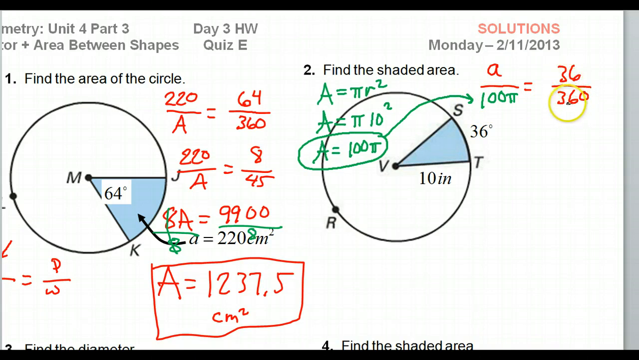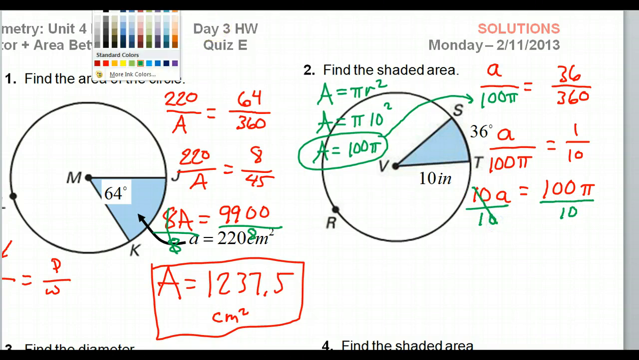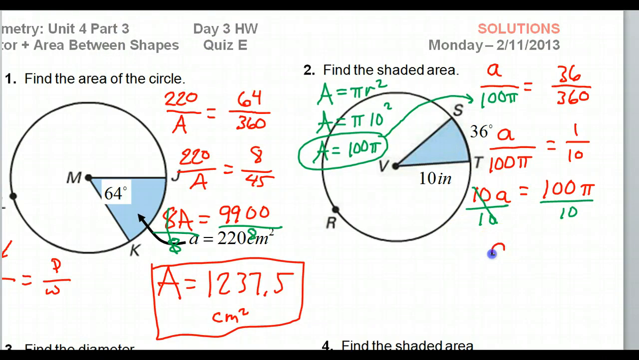Let's reduce. 36 over 360, if I put that in my calculator or use my brain, I'm going to get 1/10. So this is going to be A over 100 pi equals 1/10. Time to cross multiply, so 10 times A, so that's going to be 10A. 1 times 100 pi is just 100 pi. To get A by itself, I shall divide by 10 on both sides like this. Kabam! So that is going to give me A equals 10 pi.